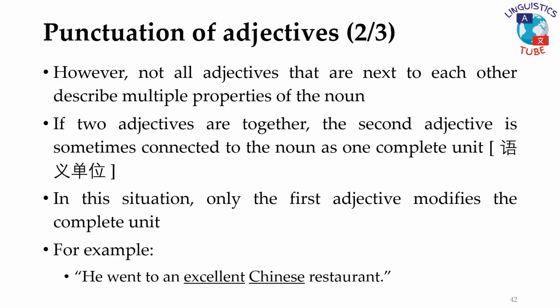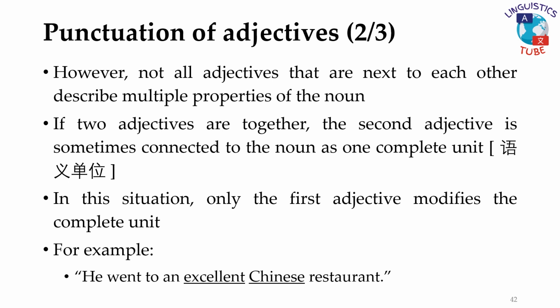However, not all adjectives that are next to each other are coordinate adjectives, because not all adjectives that are next to each other describe multiple properties of the noun. Sometimes, if two adjectives are together, then the second adjective is not modifying the noun, it is actually connected to the noun as one complete, integral unit. Therefore, only the first adjective modifies the second adjective and noun together. In this situation, there is no comma between them, and you cannot put and between them.